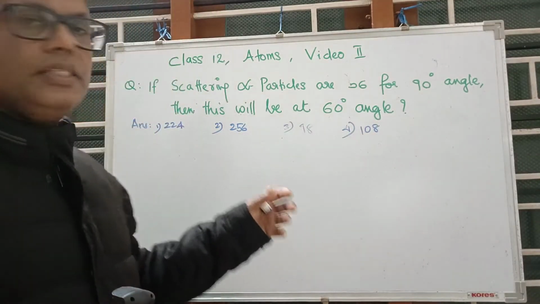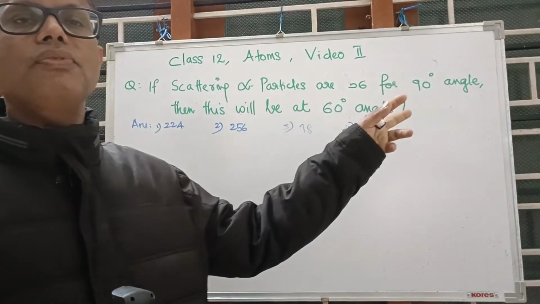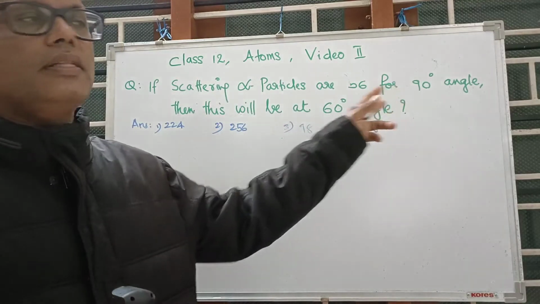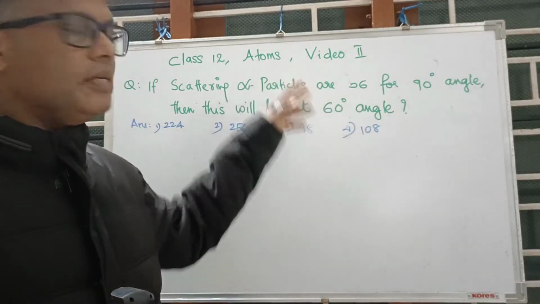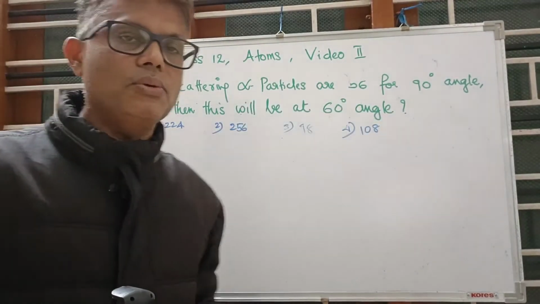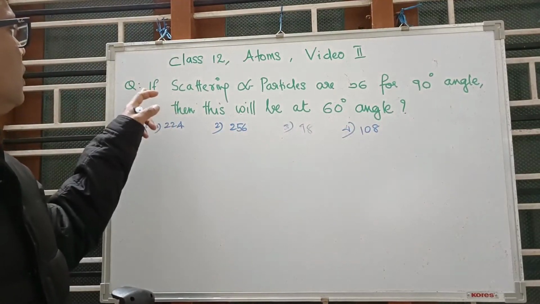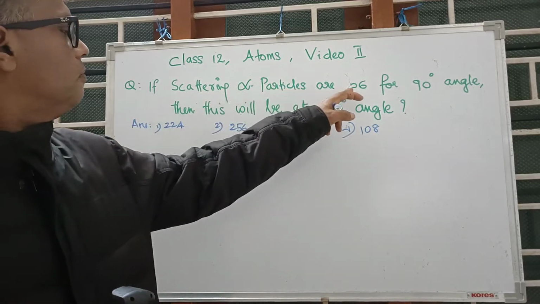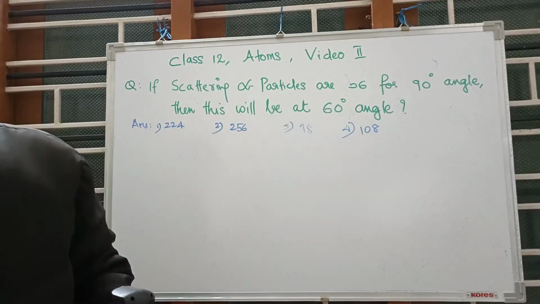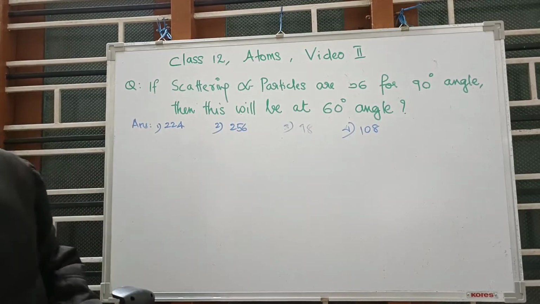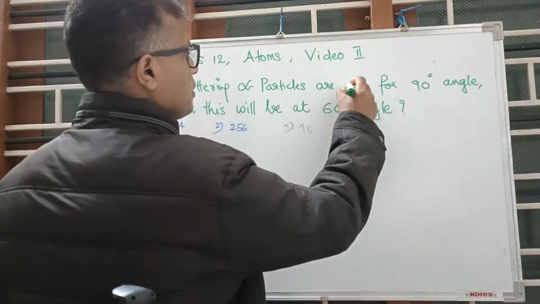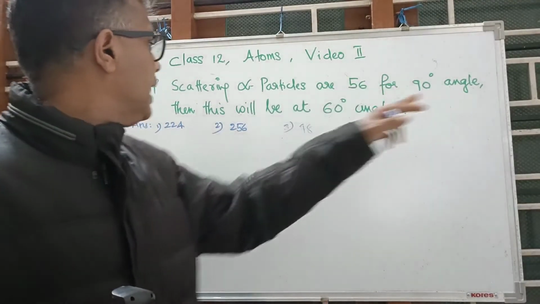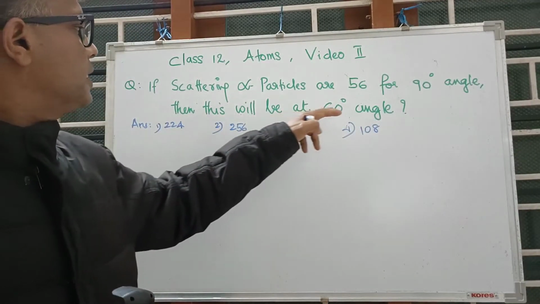So see, this is exactly one of the NEET exam questions. I'll read the question paper, then the answer is also given, then we'll see what the findings are. So I'll just read the question. If scattering alpha particles are 56 for a 90-degree angle, then this will be at 60-degree angle.